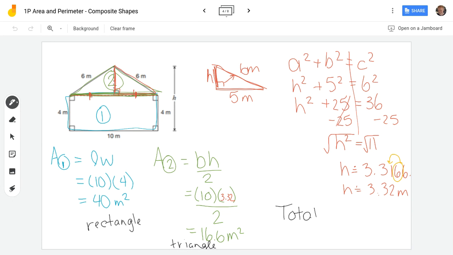this example. We had the area of the rectangle and the area of the triangle, and we now have to put the two together to get the total area of the shape. So total area is area 1 plus area 2, which is 40 plus 16.6, which will give us 56.6 meters squared as the total. So that is the final answer for this question.